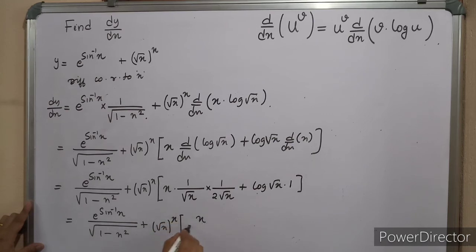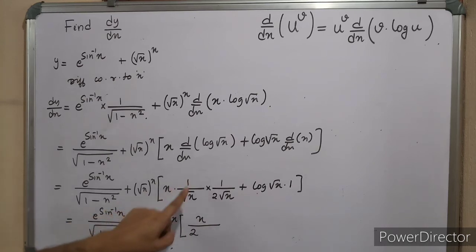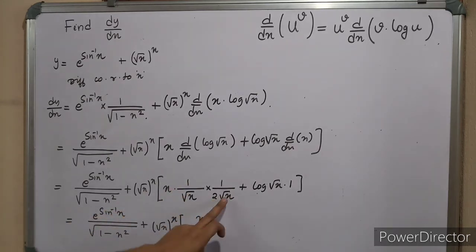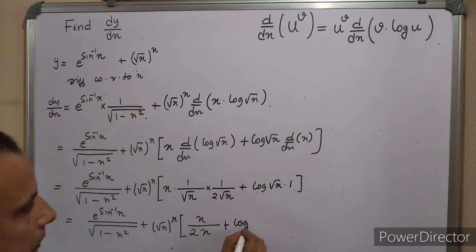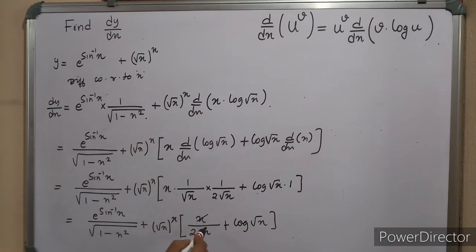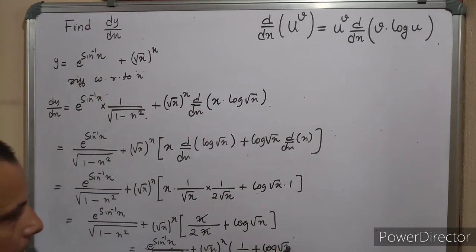Now over here, say 2. x into 1 is x. This 2 is over here. Root x into root x is x, plus log of root x. Now x gets cancelled. The answer will be e to the power sine inverse x over under root 1 minus x square plus root x to the power x, within bracket it is 1 by 2 plus log of root x. This is the answer.